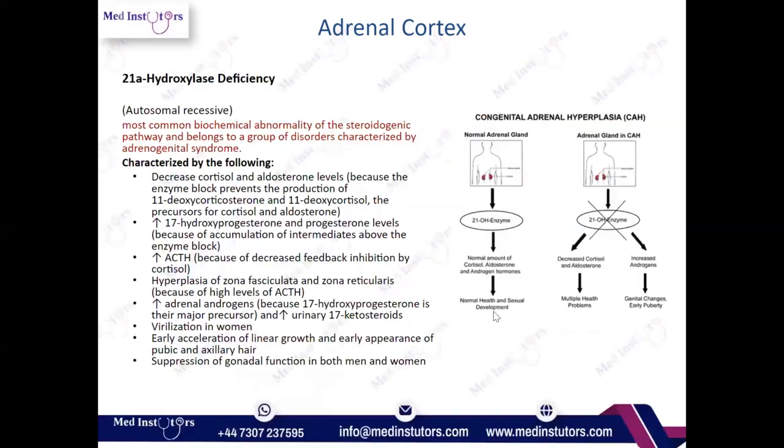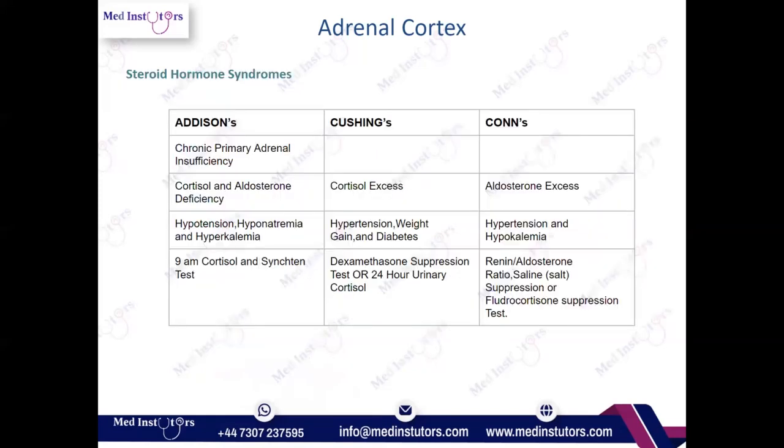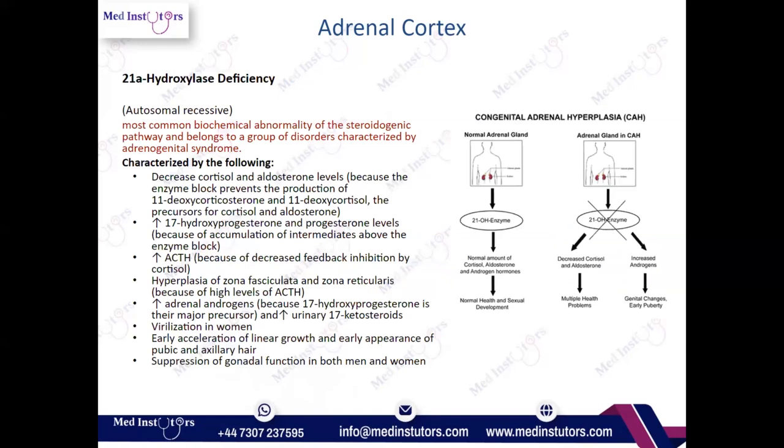Now let's talk about 21 alpha hydroxylase deficiency. Now, if you imagine we are moving from outwards in the adrenal cortex to the inwards, and for now we have discussed the endocrinopathies from the zona glomerulosa and zona fasciculata. Now we are at zona reticularis, and we know that zona reticularis is responsible for androgen synthesis. So now we are discussing the pathologies of androgen synthesis.